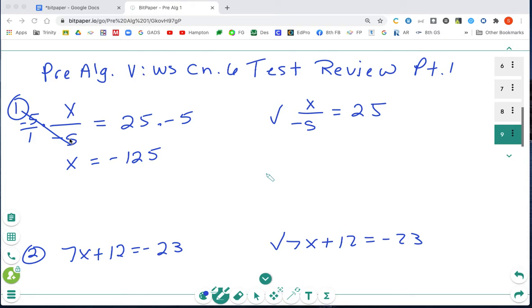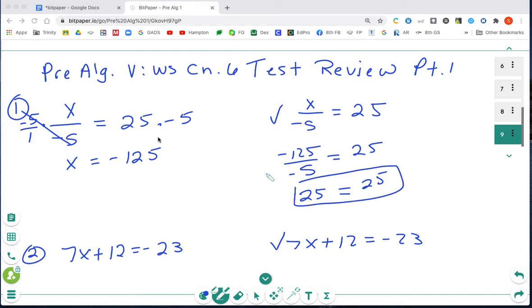I'm going to check it. Notice that I copied the exact same equation. So I'm going to now put in my -125 divided by -5. And I'm going to put -125 and -5 into my calculator. And when I divide, I'm going to get 25. So I did PEMDAS. 25 equals 25. So I have my check, and I know that I have the correct answer.